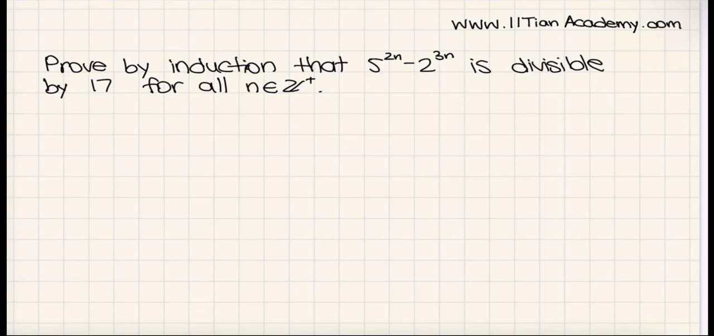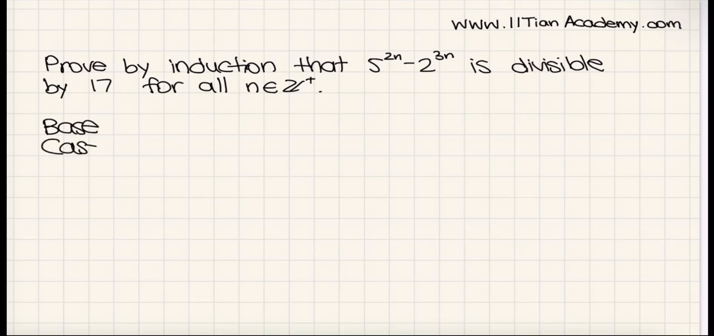Prove by induction that 5 to the power of 2n minus 2 to the power of 3n is divisible by 17 for all positive integers. Okay, so in order to prove something by induction, we must prove that it is true for the base case. Then we must prove that it is true in all other cases. So let's start with the base case.